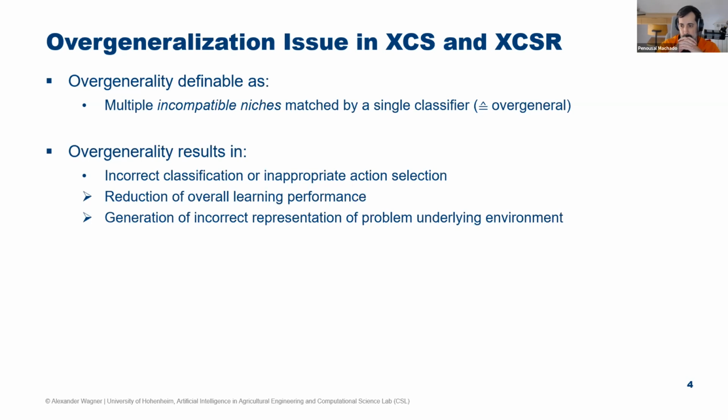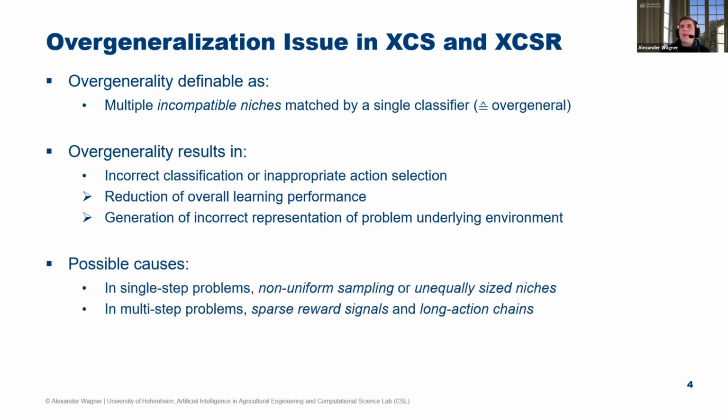So in case the classifier population contains overgeneral classifiers, this overgenerality will result in incorrect classifications or inappropriate action selection. So in the end, it will lead to a reduction of the overall learning performance, and therefore it will also lead to an incorrect representation of the underlying problem of the environment, which will be created inside the classifier population. Therefore, if you want to use the classifier population, for example, for explainable AI purposes, the representation will be incorrect.